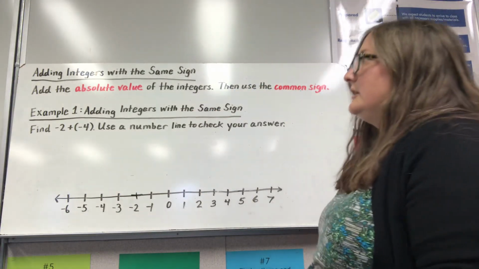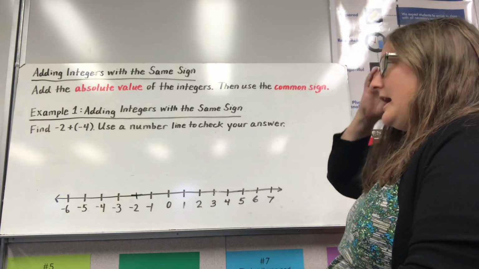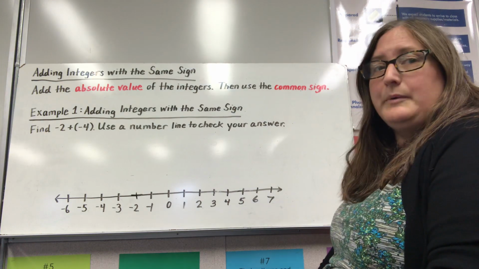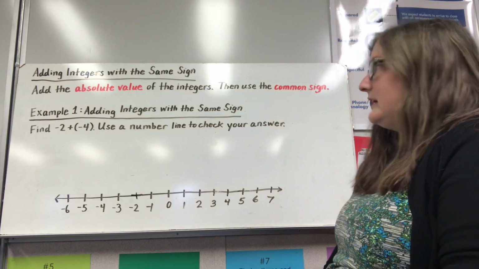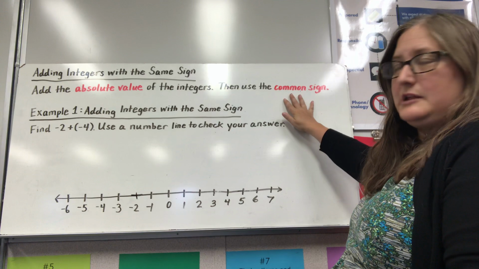So let's start by adding integers with the same sign. If we're adding integers and we have two positives or two negatives, the same sign, all we want to do is add the absolute value of those integers. Just ignore the sign completely. Then use that common sign with your answer.